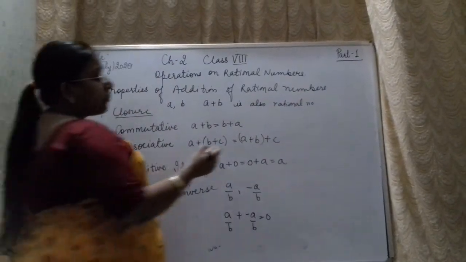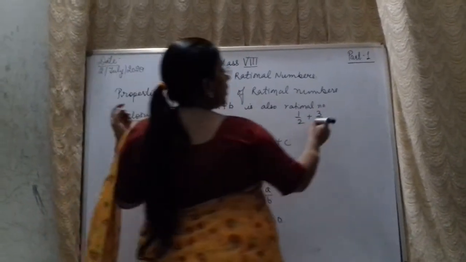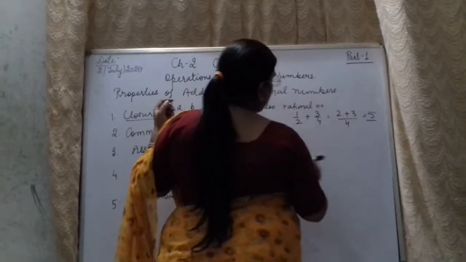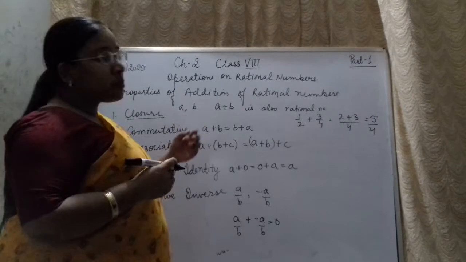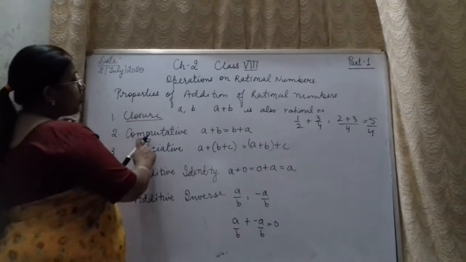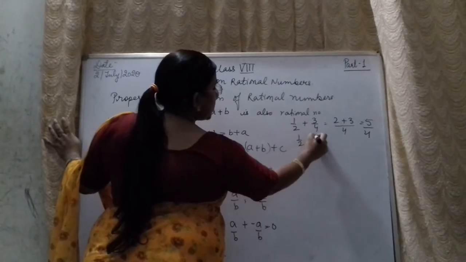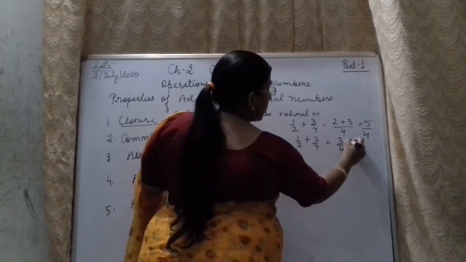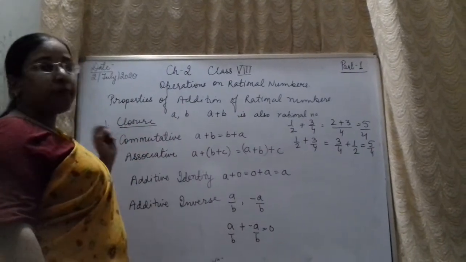Like for example, if I add 1 by 2 plus 3 by 4, the LCM is 4, so this will be 2 plus 3, that is 5 by 4. So this is also a rational number. Next, the commutative property, which says that if I take this example only, 1 by 2 and 3 by 4 are added, they can be added in the other order also. The sum will remain 5 by 4 only. So this is the commutative property.